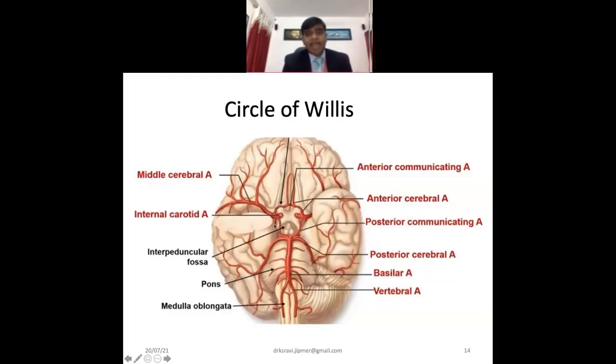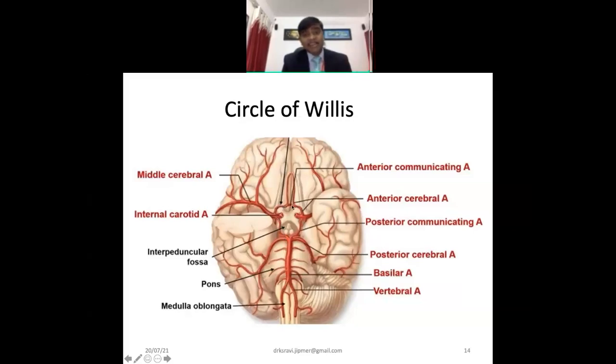And then anterolaterally, if you can appreciate, we have this optic tract, right? And then posteriorly, we have this upper border of the pons, you can appreciate. This is the upper border of the pons, and this is the lower border of the pons. So I was discussing this boundary of this interpeduncular fossa.